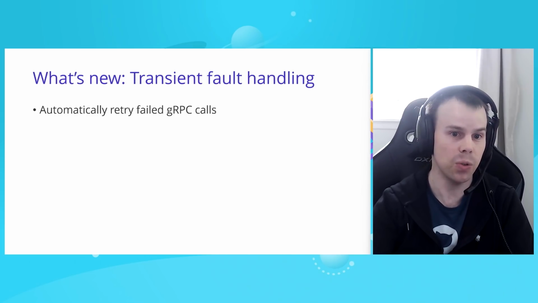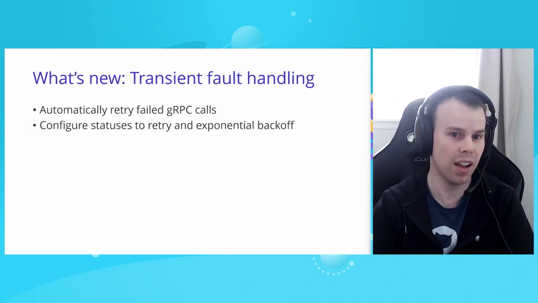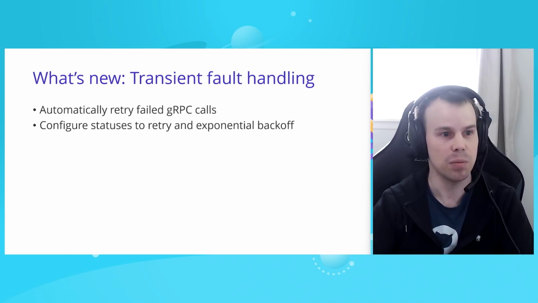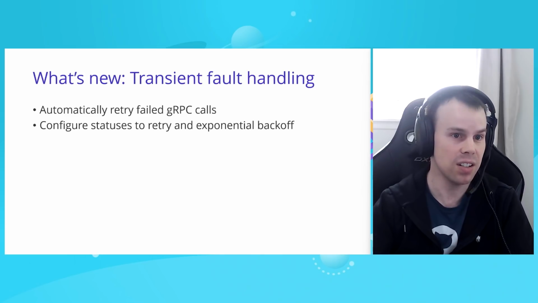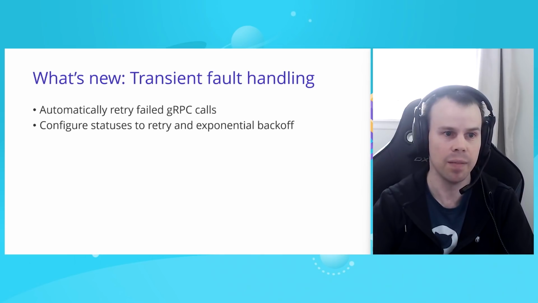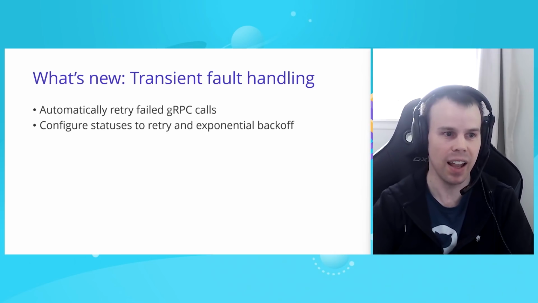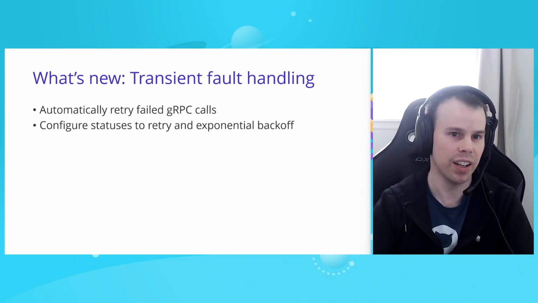So what you can do in .NET 6 now with gRPC client is you can configure it to automatically retry failed calls. So you configure the error statuses you want to retry, how many times you want to retry, backoff, exponential backoff, things like that. And by centralizing this logic in gRPC client, you can avoid the need to duplicate transient fault handling throughout an app. So how does it work?